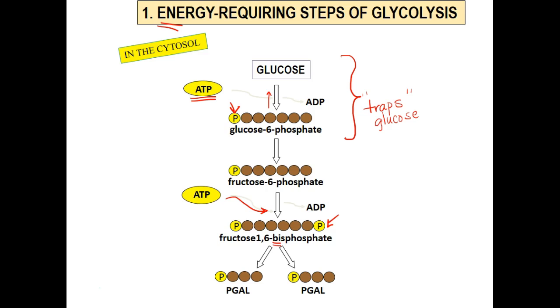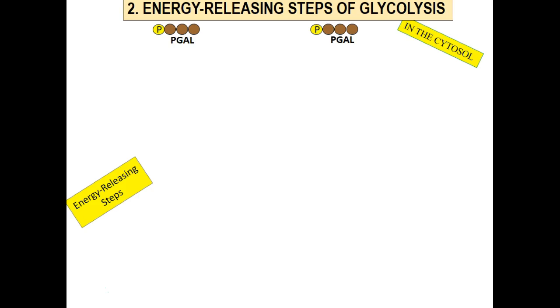Let's go on to the second set of reactions, which are the energy releasing reactions of glycolysis. And so we're going to start off with these two molecules of pGal. Now each of these molecules of pGal is going to rearrange themselves to eventually form two molecules of pyruvate. And so let's just look at these various steps.